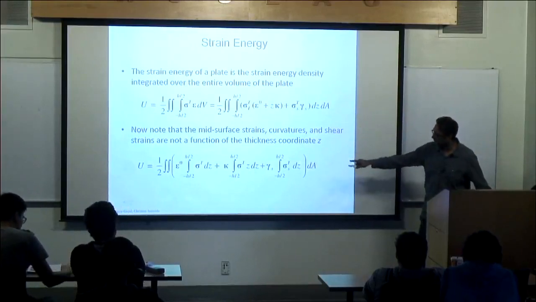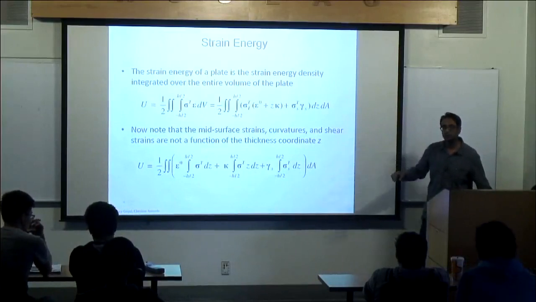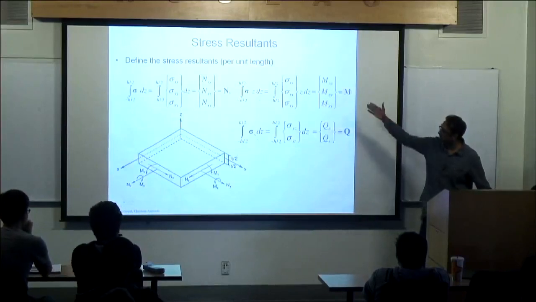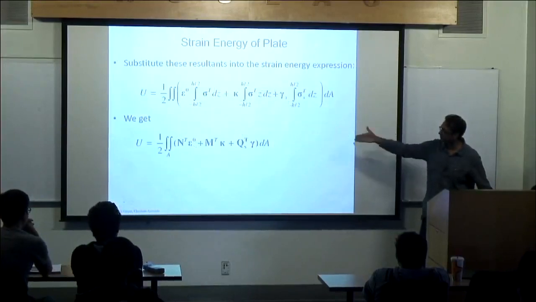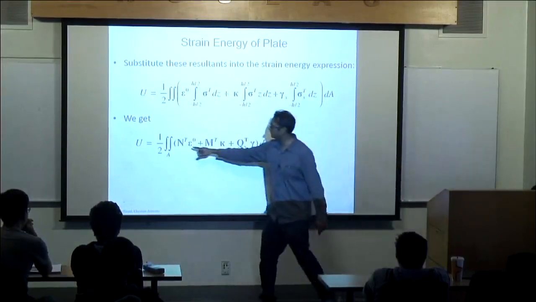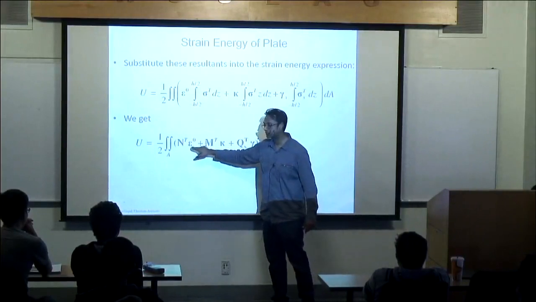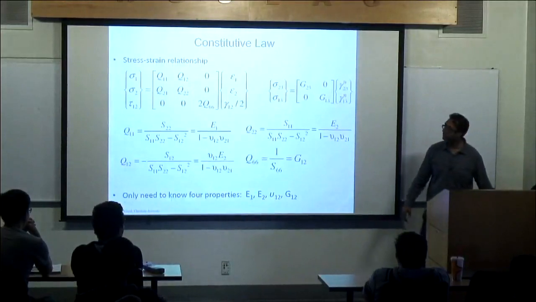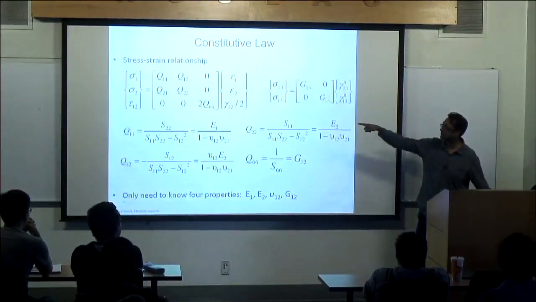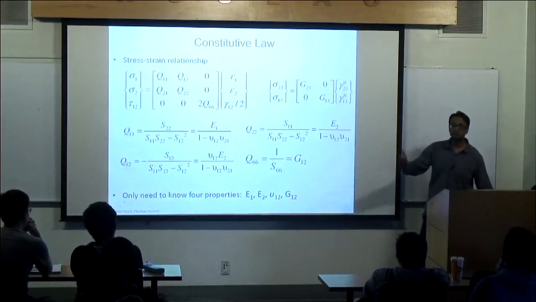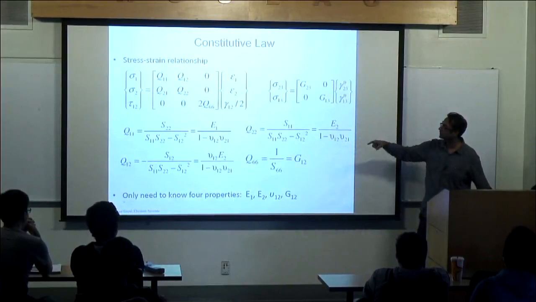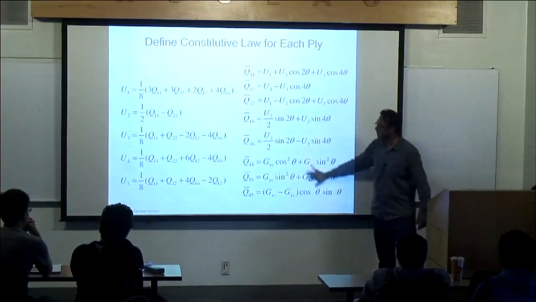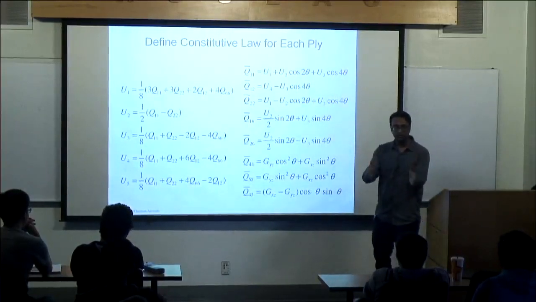And then I define new quantities, N bold and Q bold, which are basically force per unit length. I define those here, then I substitute that here. Then I want to get a relationship of N bold and Q bold in terms of epsilon bold, kappa bold, and gamma bold. Then I calculated the Qs that basically relate stress to strain. If I know E11, E22, NU12, G12, I can calculate these Qs. If I know these Qs, I can calculate Q bar, because that is now a transformation for every ply. So the Q bar is in the global orientation system.